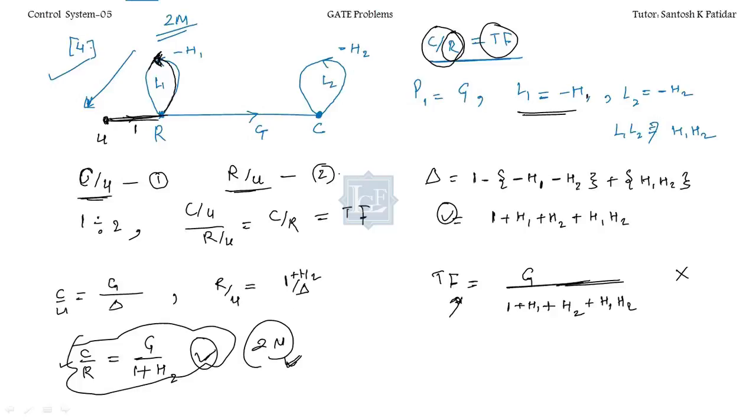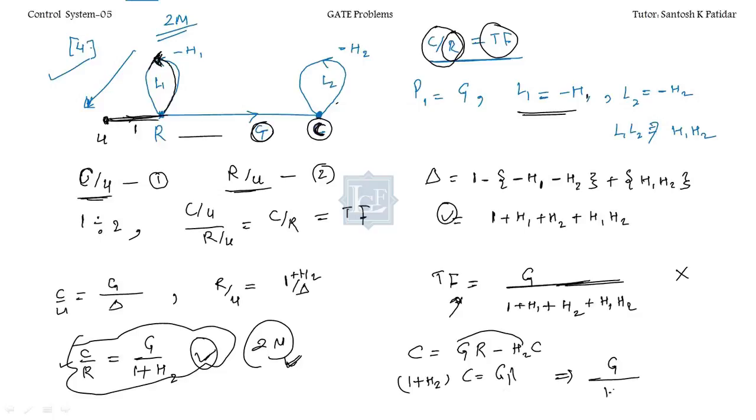There is another method you can solve it. See, at node C, what is the value of C? The C is nothing but G into R, and this one also, minus H2C. So at this node, the C is nothing but GR minus CH2. You will take this term to this side, so it will be 1 plus H2 times C equal to GR. You'll take R to this side. Finally, you'll get G divided by 1 plus H2. So I hope it's clear to you.